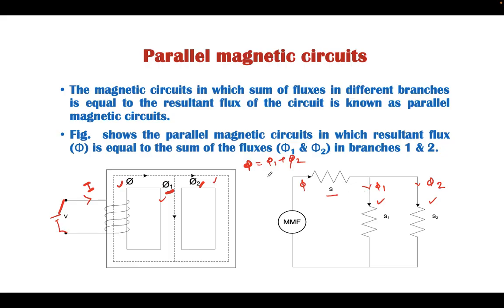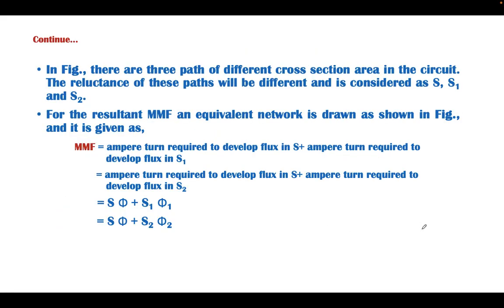Similarly, in a magnetic circuit, the total flux is phi, whereas the total flux is divided into two components, phi 1 and phi 2. Therefore, phi is equal to phi 1 plus phi 2, and hence this is a parallel combination of the two magnetic paths. Now, in this magnetic path, the total MMF developed will be equal to the MMF in these two paths. This is the total MMF.